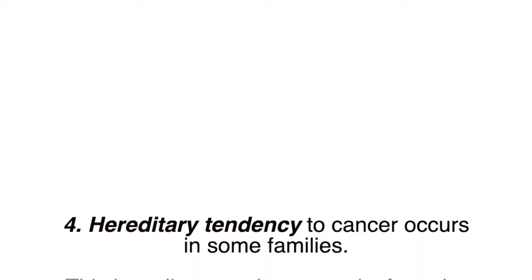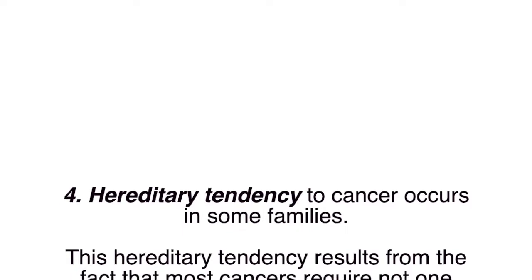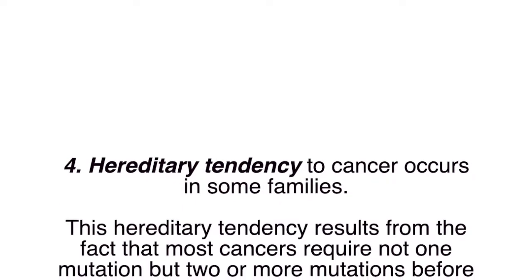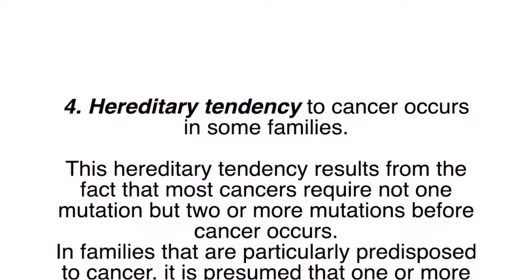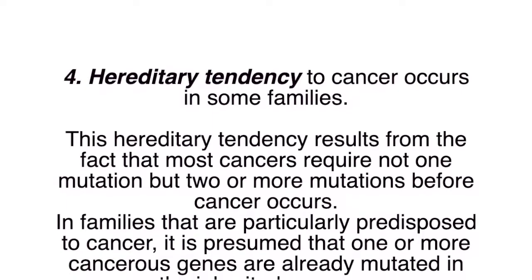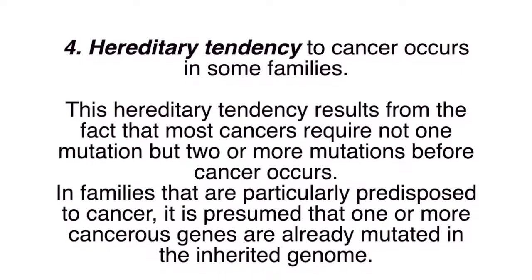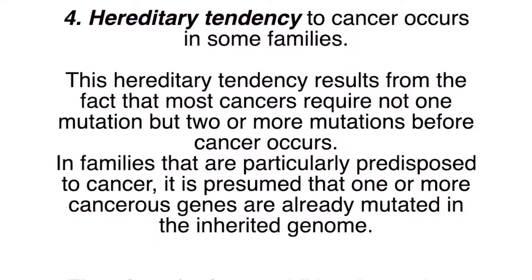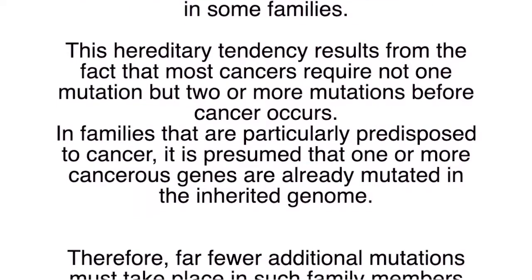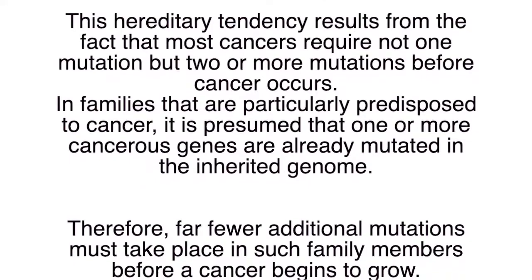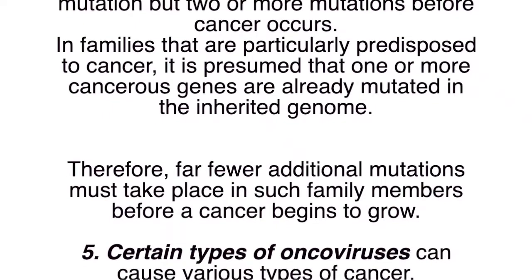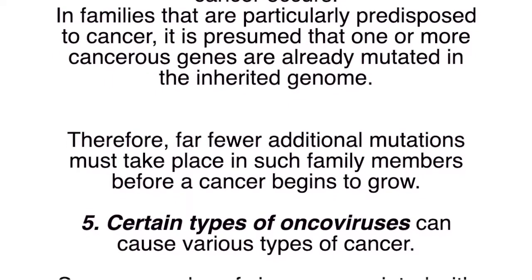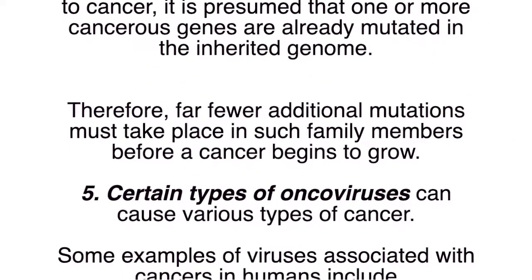4. Hereditary tendency to cancer occurs in some families. This hereditary tendency results from the fact that most cancers require not one mutation but two or more mutations before cancer occurs. In families that are particularly predisposed to cancer, it is presumed that one or more cancerous genes are already mutated in the inherited genome. Therefore, far fewer additional mutations must take place in such family members before a cancer begins to grow.